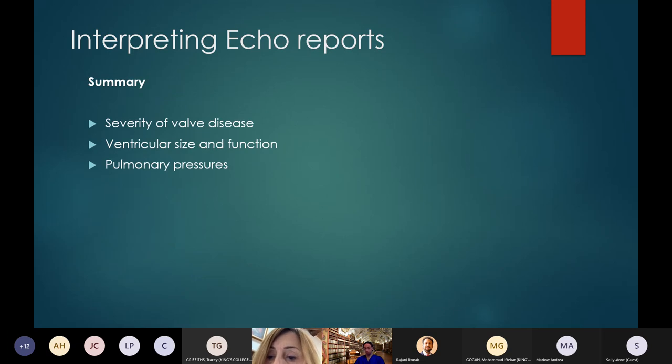And in summary, what is important in the echo report is the severity of the valve disease. Is it mild, is it moderate, or is it severe? That dictates the follow-up interval, and also the need for intervention. The ventricular size and function, both right and left, and also the pulmonary pressure. These are the key things you look at in an echo report with regards to heart valve disease.